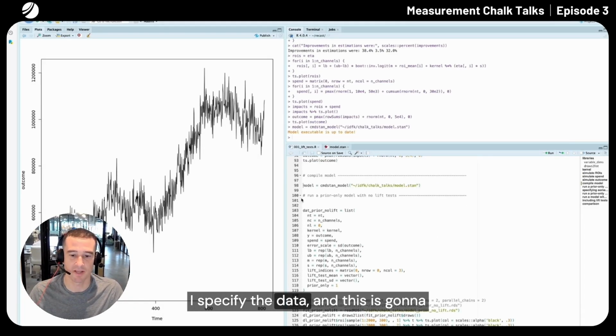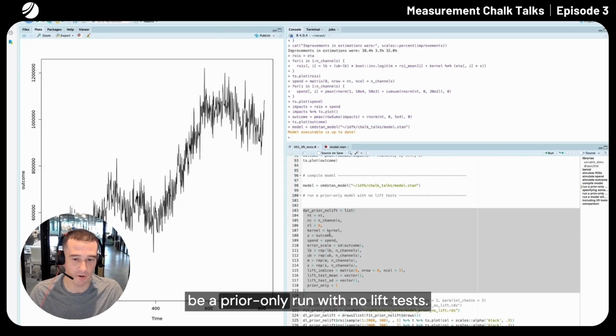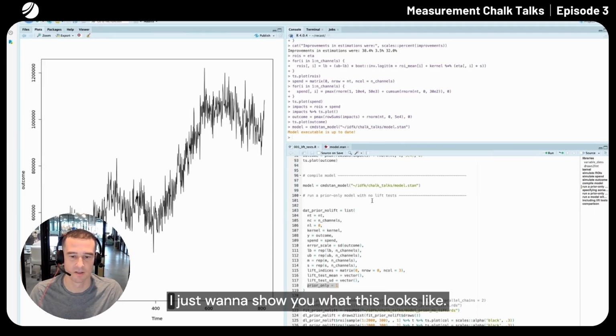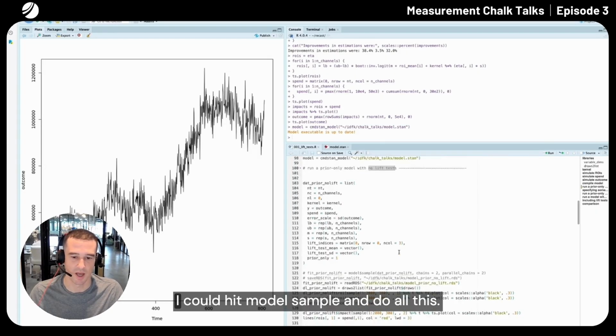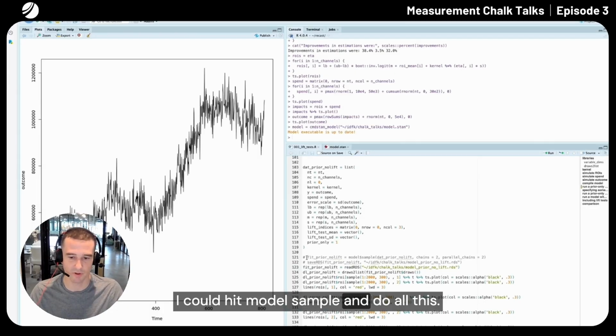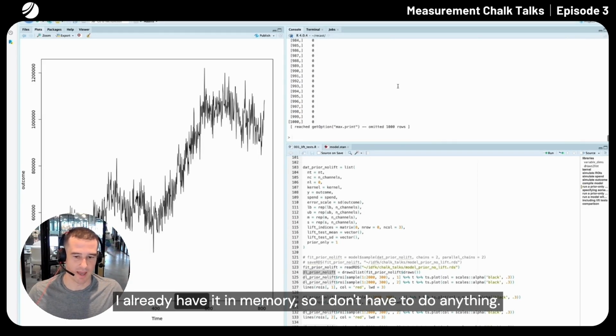I specify the data, and this is going to be a prior only run with no lift tests. I just want to show you what this looks like. I could hit model sample and do all this. It does take a little bit of time. For the sake of efficiency, I've already estimated it. I've saved it in this RDS file. Luckily, I already have it in memory, so I don't have to do anything.